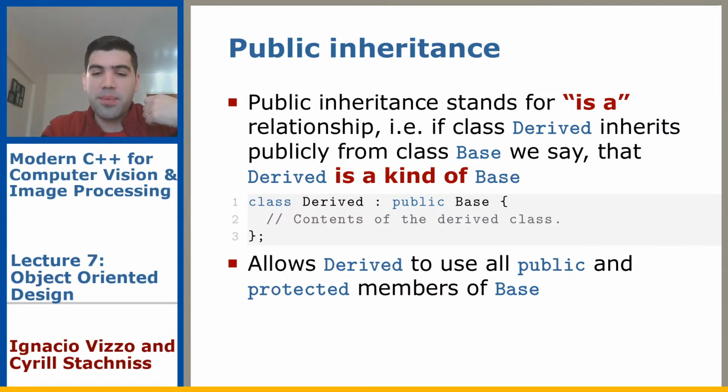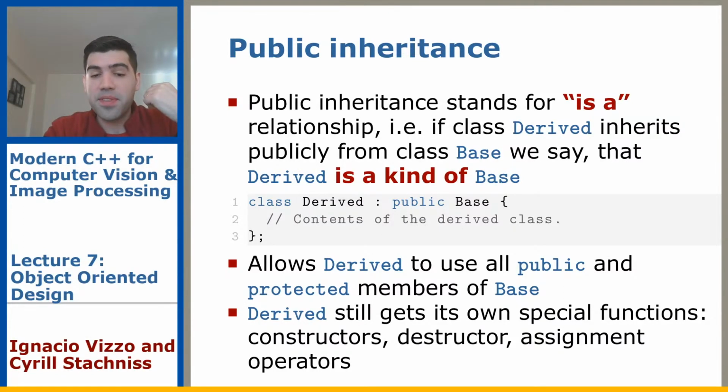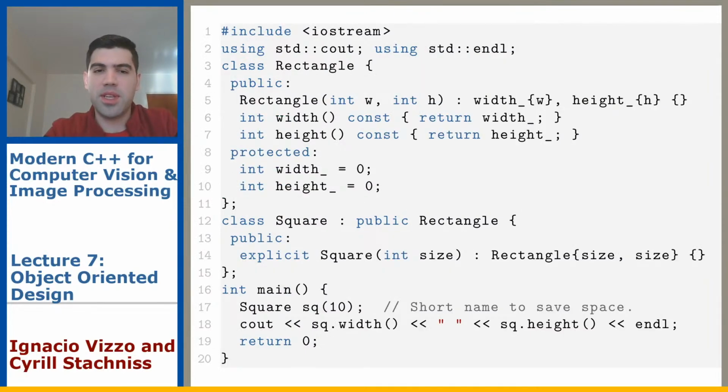So this allows derived to use all public and protected members of base, right? And derived still gets its own special functions, so you can add more specification to this derived type, and then you can use your own constructors, destructors, and so on. So you can augment the information within this class. This is a really dummy example, but it's worth going through it.